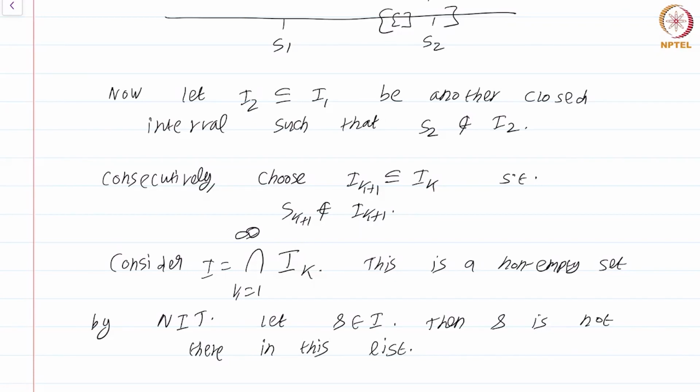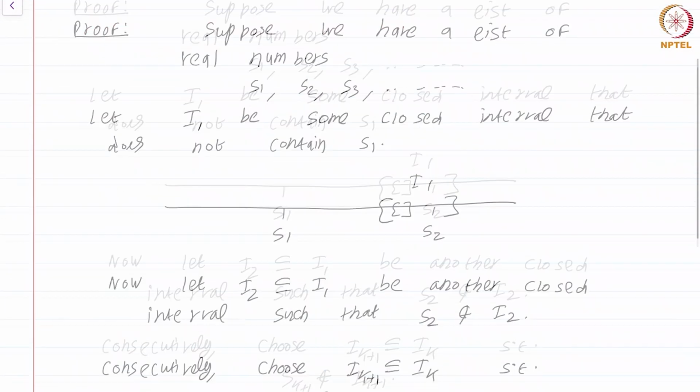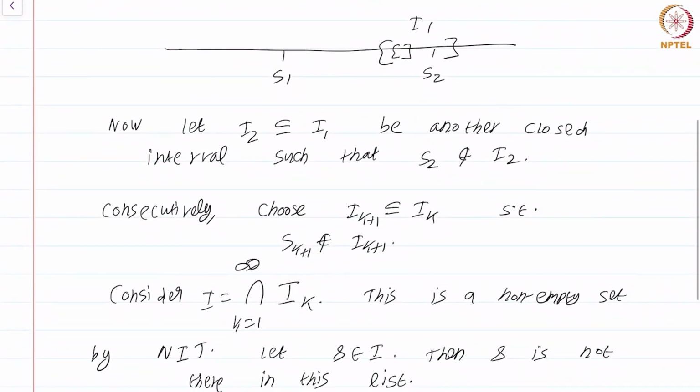Okay. So what we have done is we have started out with the list S1, S2, S3 of real numbers and have shown that there is some element that is not there in this list but is a real number. So this proves that there is no way to list out the real numbers, and if you recall our discussions on cardinality, listing out the elements is another equivalent condition for being countable. So that means R is uncountable.